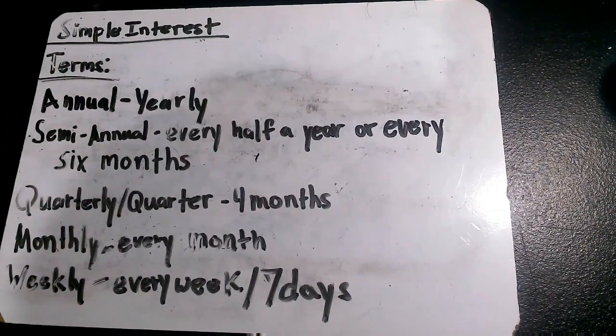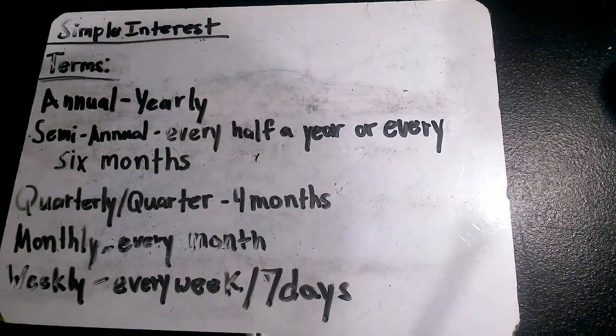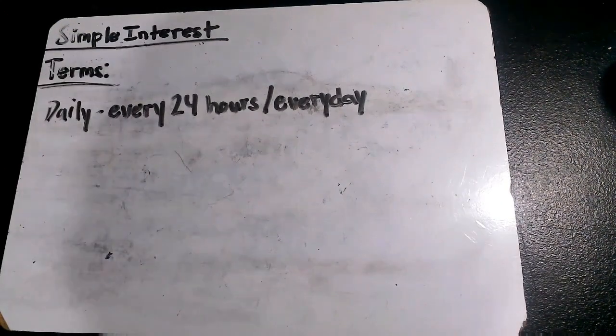The next list of terms are about time. Annual or annually is yearly. Semi-annual is every half a year or every 6 months. Quarterly or quarter is every 4 months. Monthly occurs every month. Weekly occurs every 7 days or every week. And last but not the least, we have daily. Daily is every 24 hours or every day.